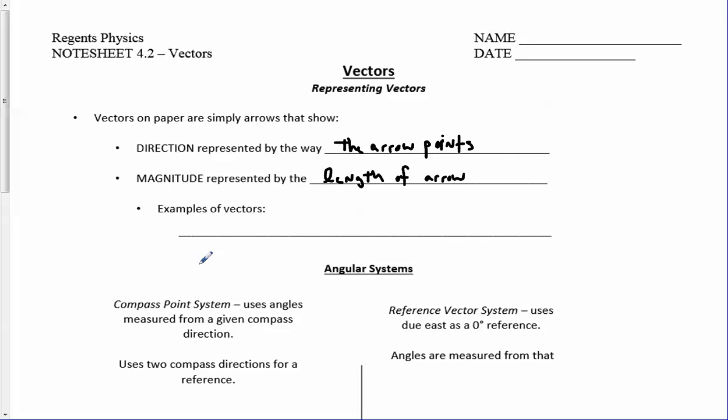Now, examples of vectors that we've discussed so far are displacement, velocity, and acceleration. We also just started talking about force, so I'm going to add that in there as well, because a force can be represented by a vector as well.